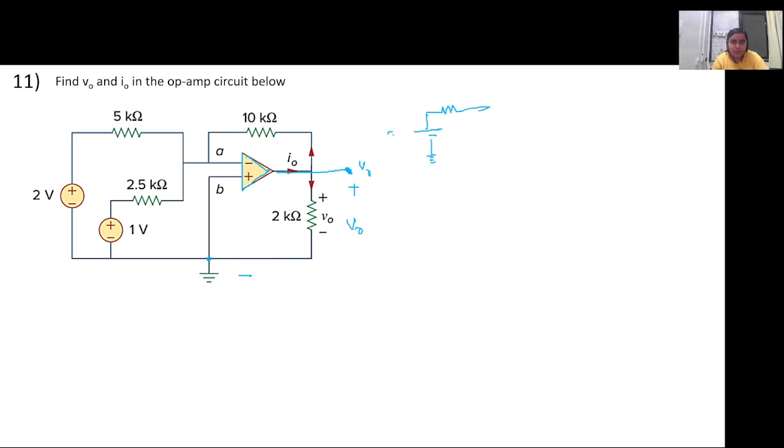In this case, suppose 2 volt, this is 5 kilo ohm, and this is 2.5 kilo ohm, and this is the 1 volt source which is again connected to the ground. And this is connected to the inverting terminal, and the non-inverting terminal is connected to the ground.